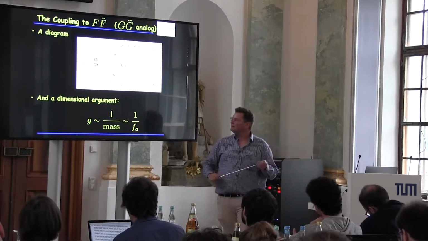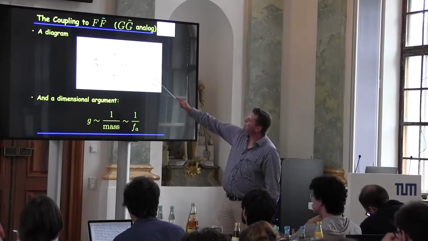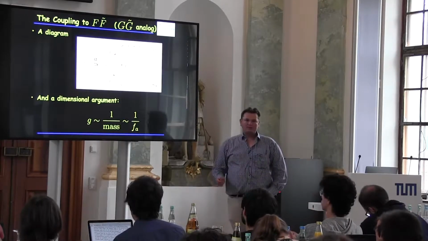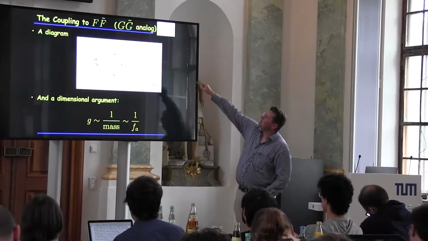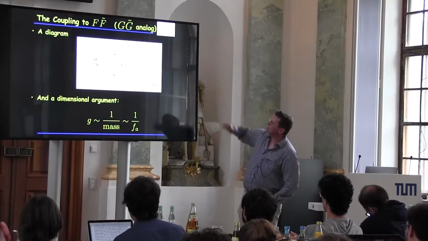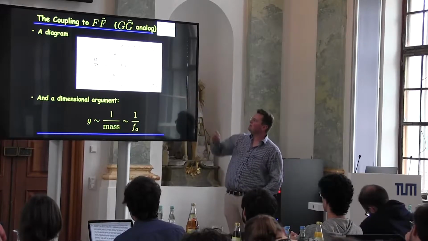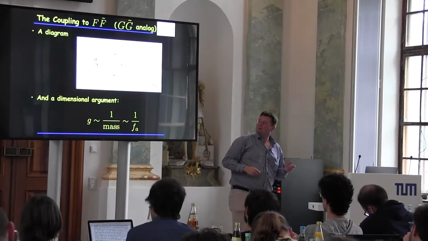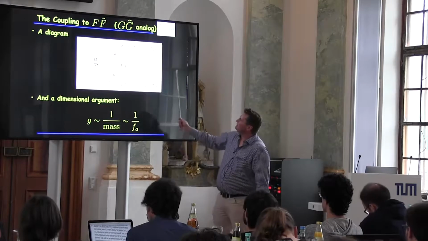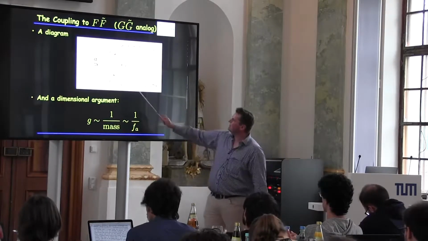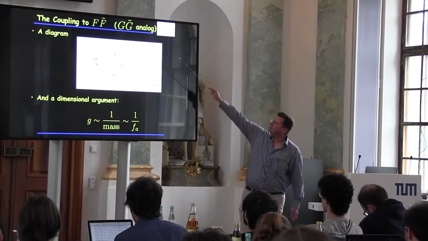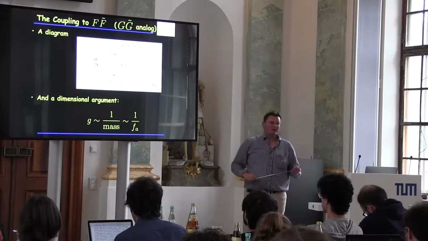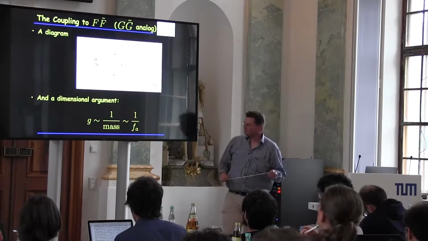The most naive thing that you can do is draw a diagram where your Goldstone degree of freedom goes into a loop and couples to the photon. It's a loop of fermions, and then you can calculate an effective coupling of your Goldstone mode to these two gauge bosons over here.